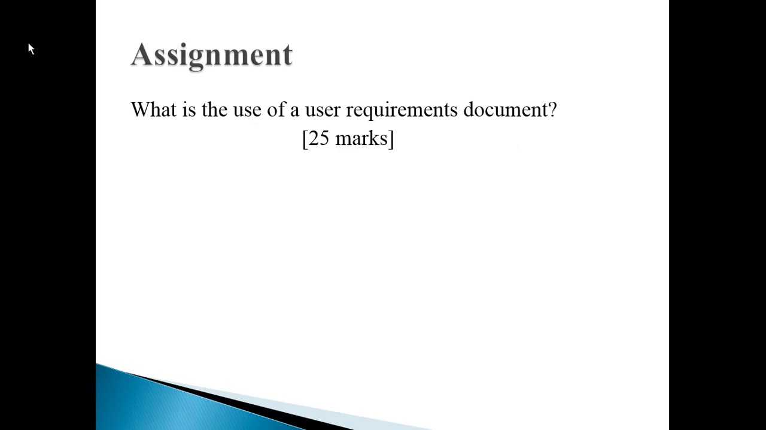And then we finish off this learning outcome with an assignment. Okay, this is an assignment that I want you to go and look at. It is out of 25. So the assignment question reads, what is the use of user requirements documents?